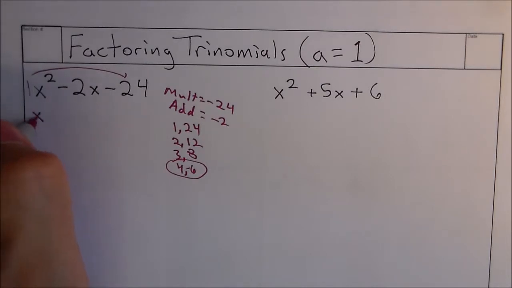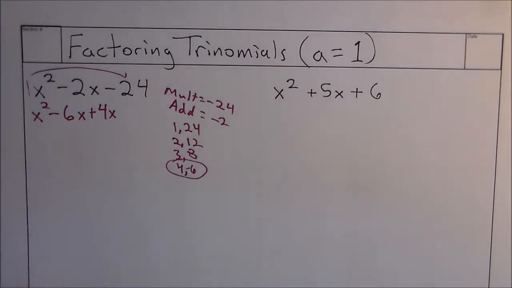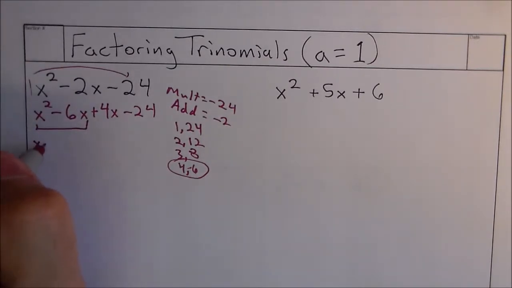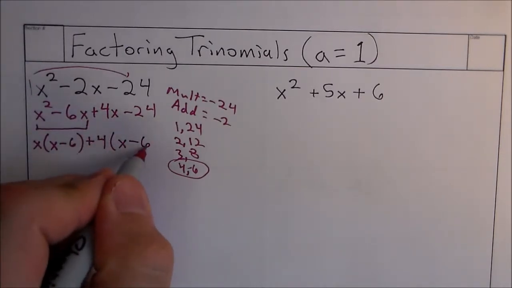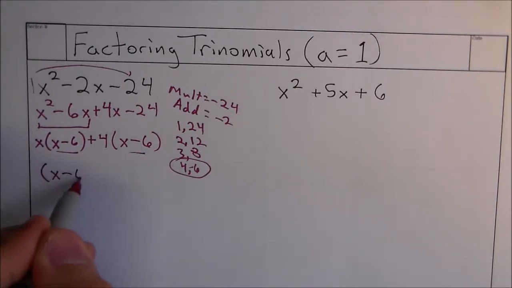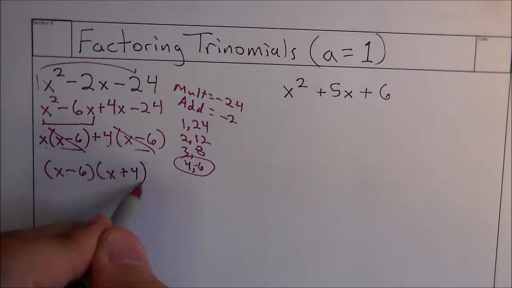So I would then split the negative 2x into 2 terms, the negative 6x and the 4x, to now give me 4 terms total. Now I'm going to factor by grouping here. I could take an x out of the first 2 terms, leaves me with x minus 6, and I could take a 4 out of the next 2 terms, leaves me with x minus 6. They both have x minus 6, so I factor that out, and I'm left with x plus 4.